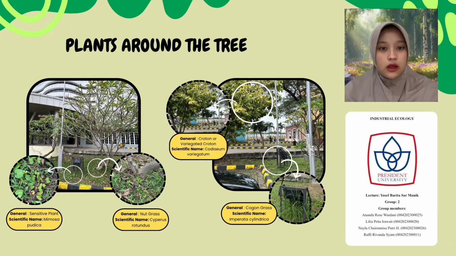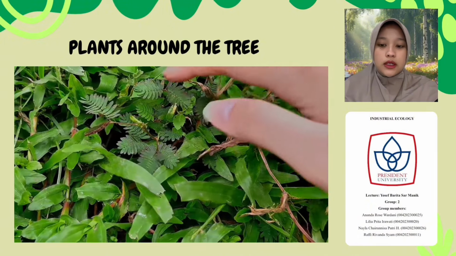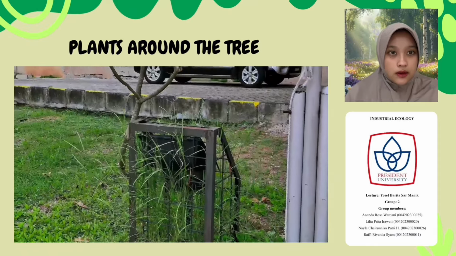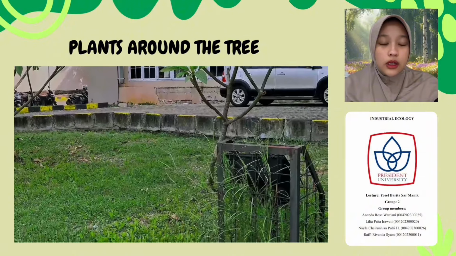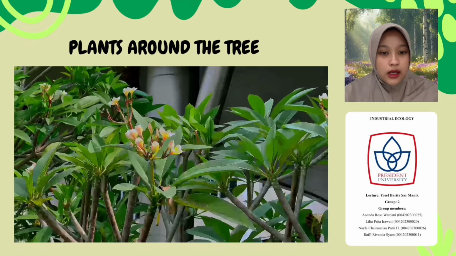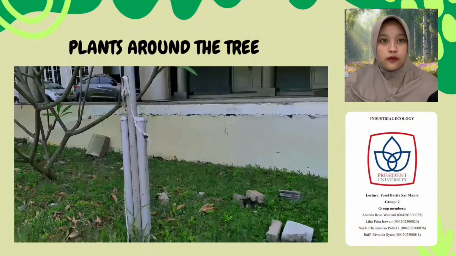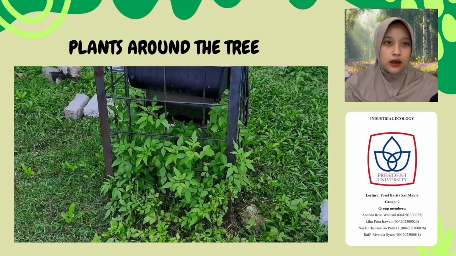For the plants around the Plumeria tree in front of the PUCC building, the first one we found is the sensitive plant, which in Indonesia we call tanaman Putri Malu, and the scientific name is Mimosa pudica. The second plant is nutgrass, with the scientific name Cyperus rotundus. The third is croton, or variegated croton, with the scientific name Codiaeum variegatum. The fourth is common grass, with the scientific name Imperata cylindrica.